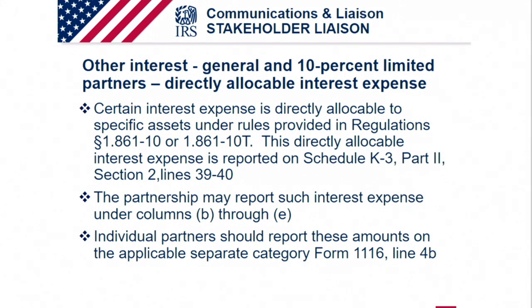Some interest expense is directly allocable under the Treasury regulations stated on the slide, 1.861-10 or 1.861-10T. Schedule K-3, Part 2, Section 2, lines 39 to 40 are used for this purpose. The sourcing and category of this type of interest expense is indicated under columns B through E.